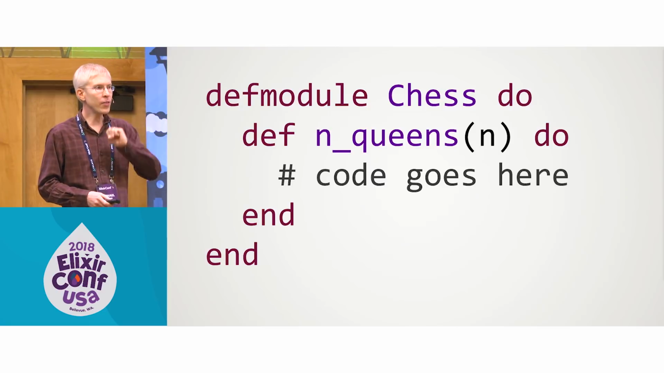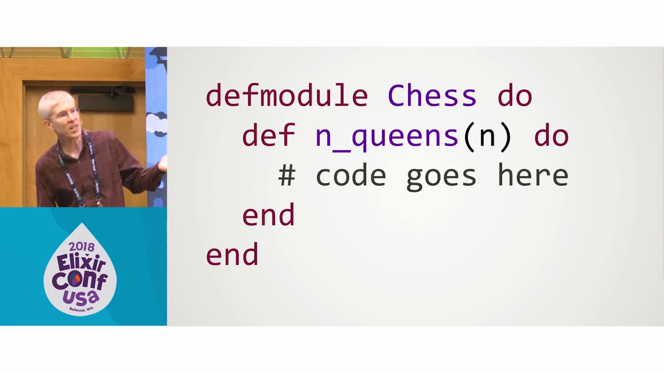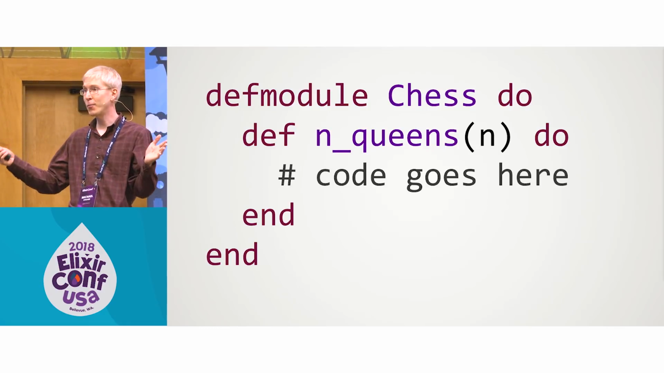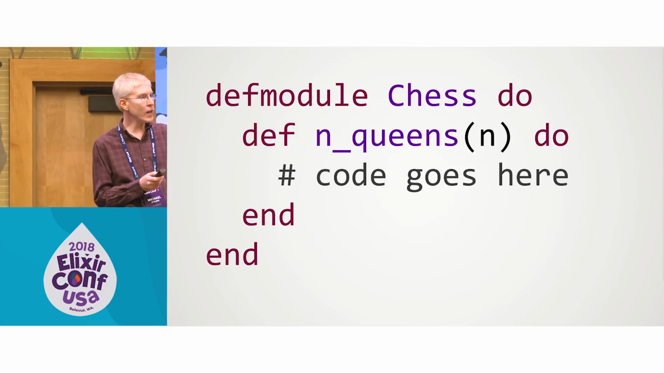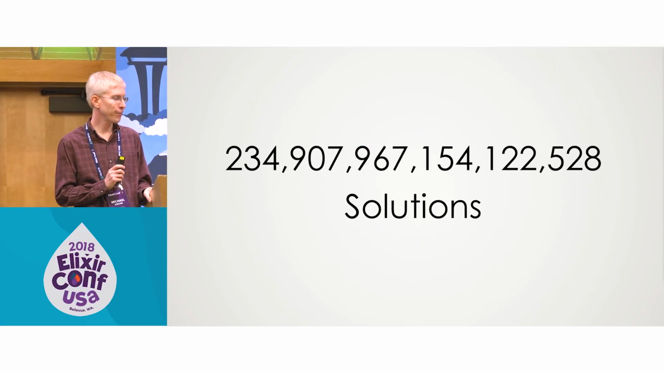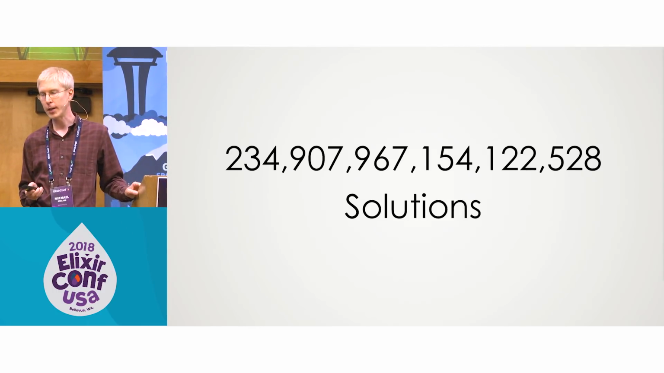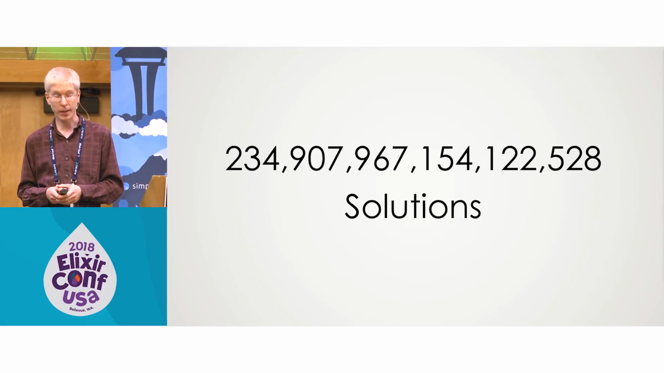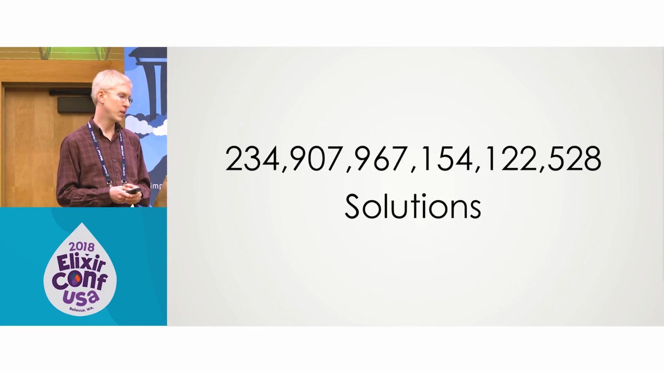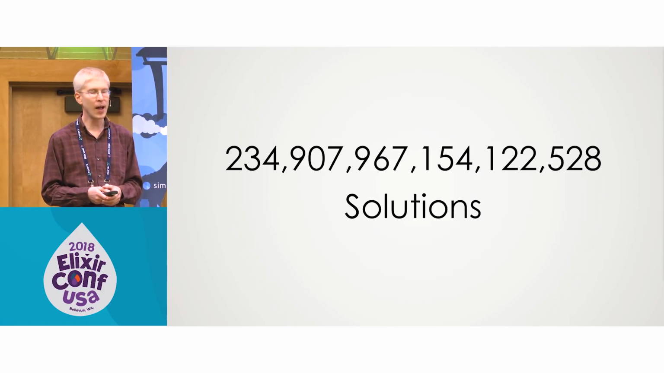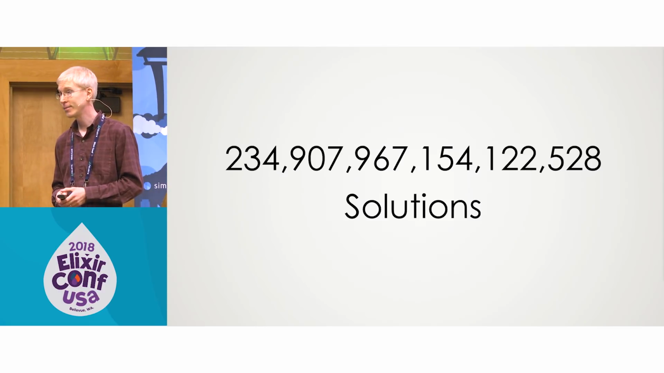Now, if you were still thinking that you were going to write some example-based unit tests for this and match the result of your function against some hard-coded set of values, realize that with a 27 by 27 grid, there are 234 quadrillion, 907 trillion, 967 billion, 154 million, 122,528 solutions.